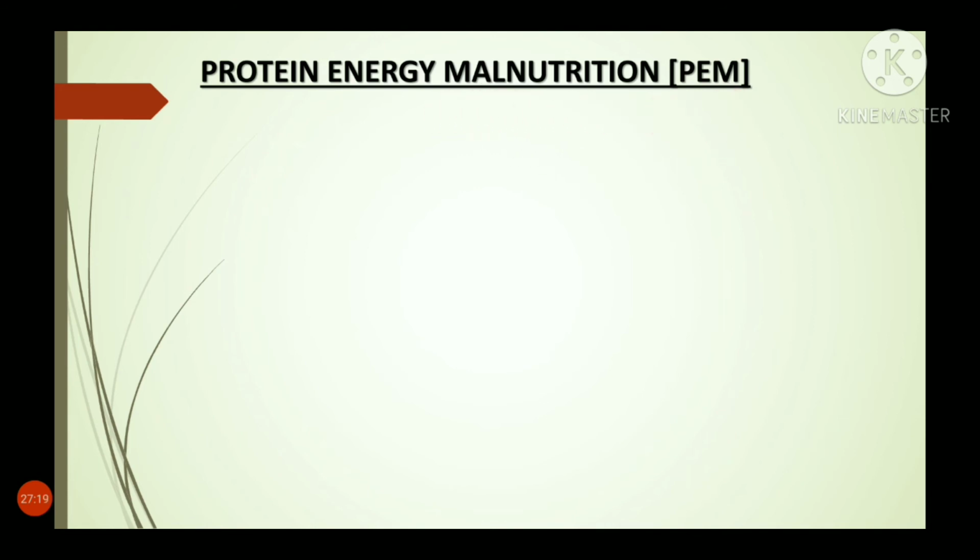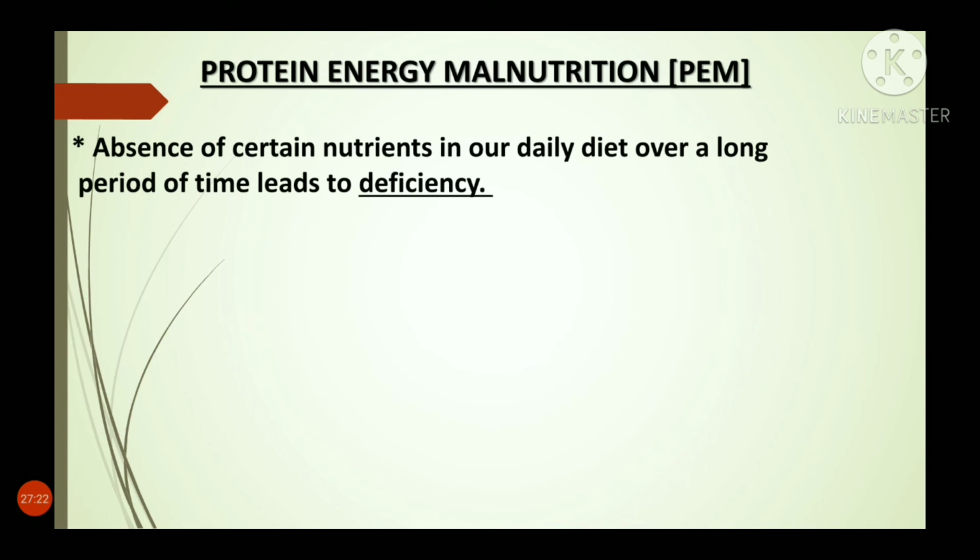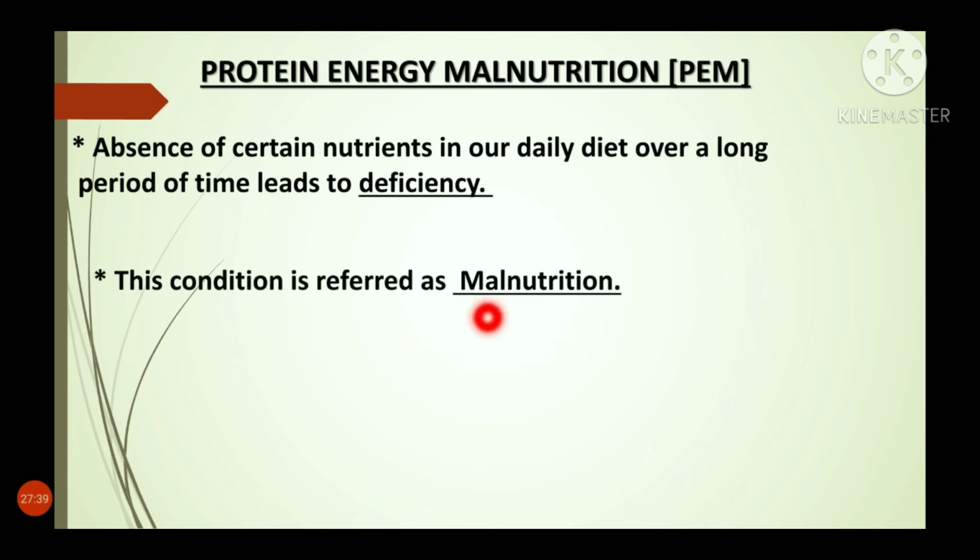What is malnutrition? Absence of certain nutrients in our daily diet over a long period of time leads to deficiency. If you don't have proper nutritious food in your life for a long time, it leads to some diseases. This condition is referred to as malnutrition. Which condition? Absence of certain nutrients in your daily diet.